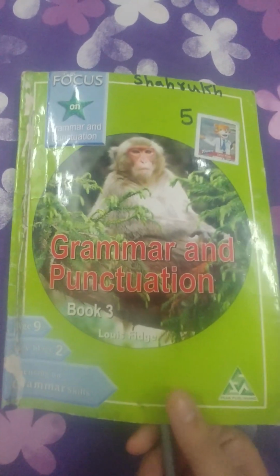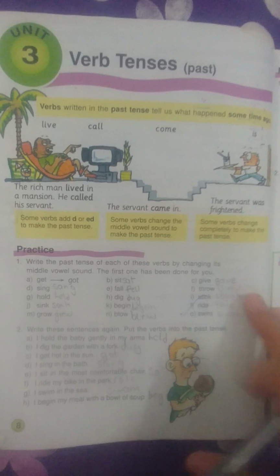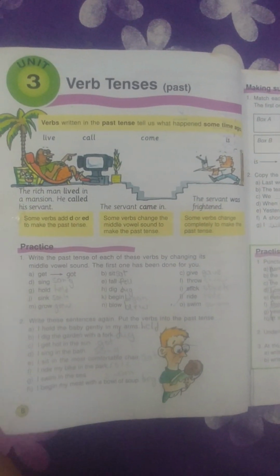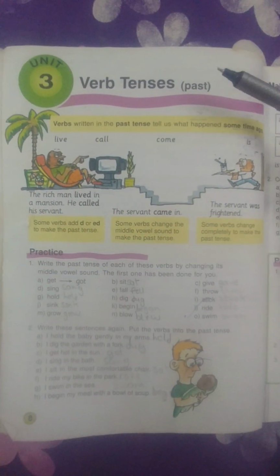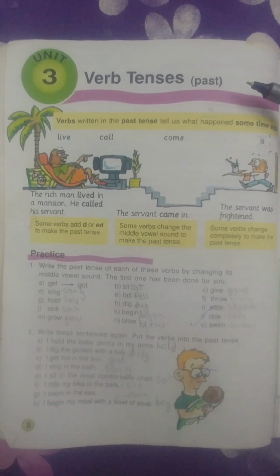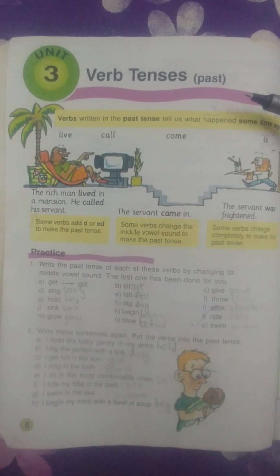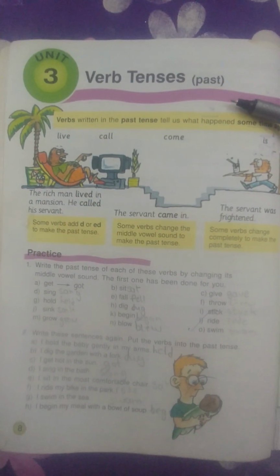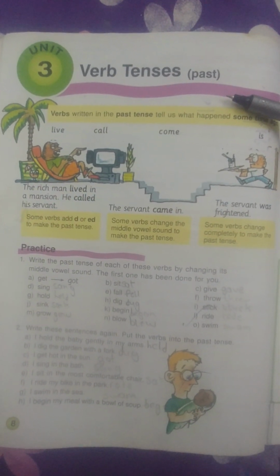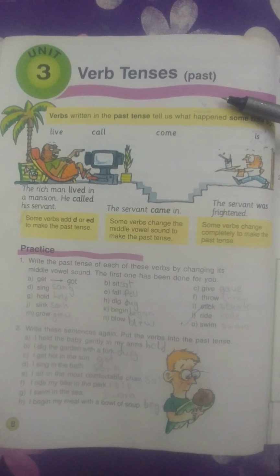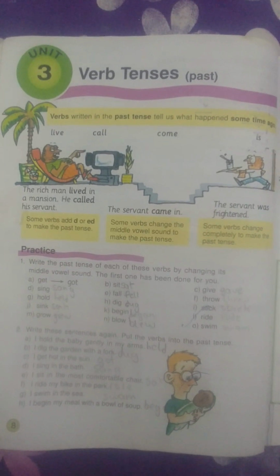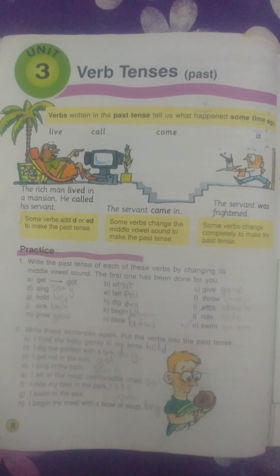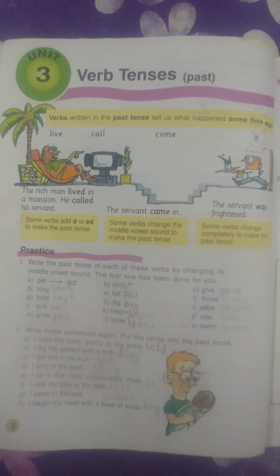Let's open the book. In my previous lectures, I have explained unit number 1 and 2. Today I am going to start unit number 3, that is about verb tenses. Do you know what a tense is? Tense means time. An aspect of the verb which tells the time of an action is called tense.